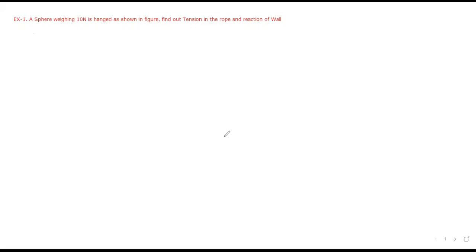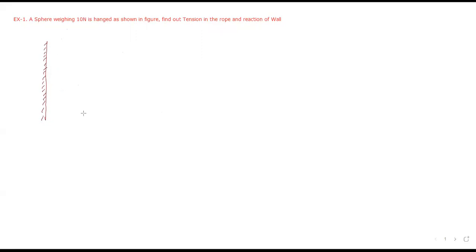Sphere weighing 10 Newton is hung as shown in figure. In this particular problem, the sketch is given, and your sketch is just like this. Suppose this is your wall. On this wall, one sphere is hung by means of a rope.